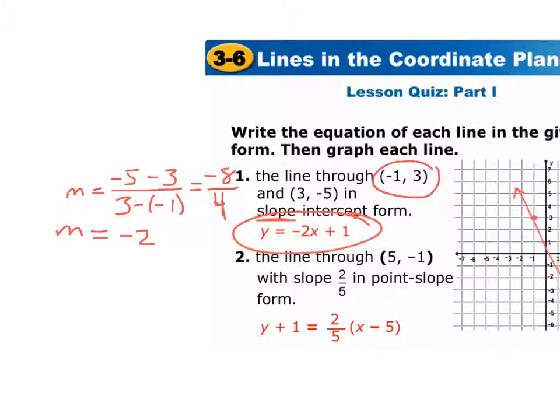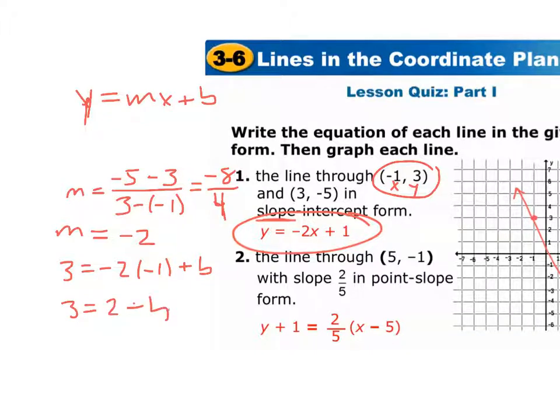So we can plug these two in for our x and y, and then we can plug the m into our equation as well. So we're plugging it into the slope-intercept equation. So y is equal to mx plus b. We plug in our y, which is 3, our m, which is -2, and our x, which is -1, plus b, and now we solve for b. So we have 3 is equal to 2 plus b. Now we can just subtract 2 from both sides, and we get 1 is equal to b.